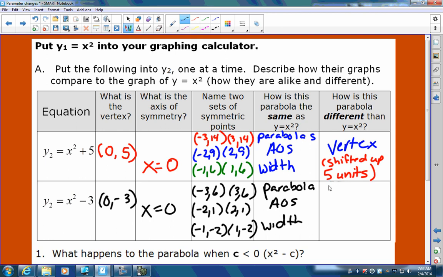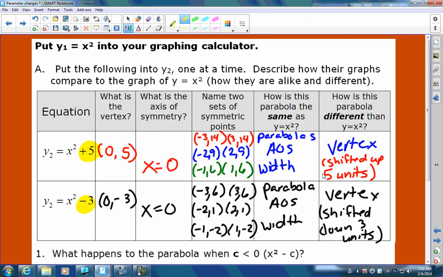How are they different? They're different by their vertex. But this time, the vertex is shifted which way? Did I shift it up or down? I shifted it down 3 units. Look at these equations. Here's the 5. Here's the 3. That's how these are being shifted right here. Okay? That plus or minus.